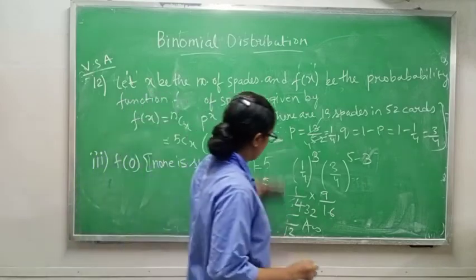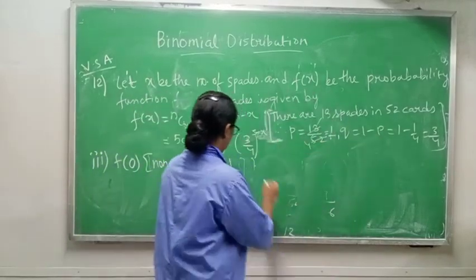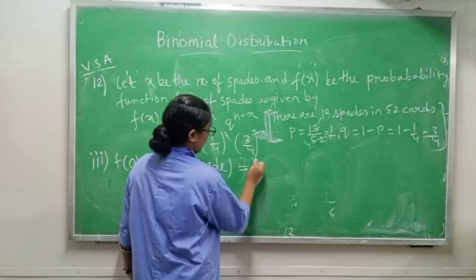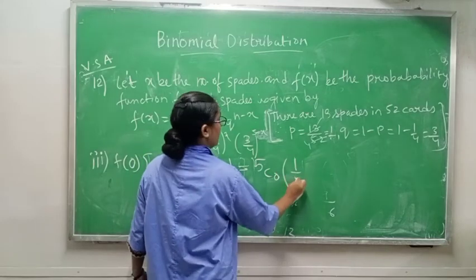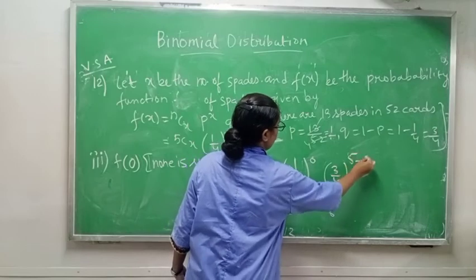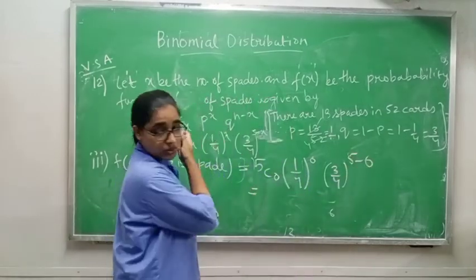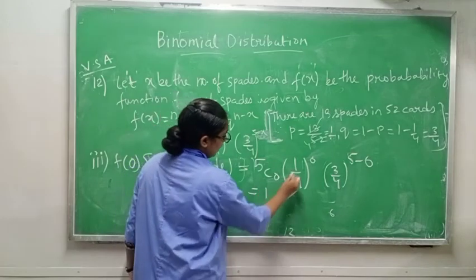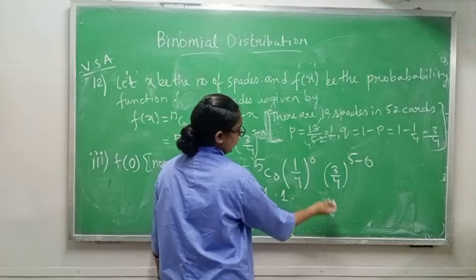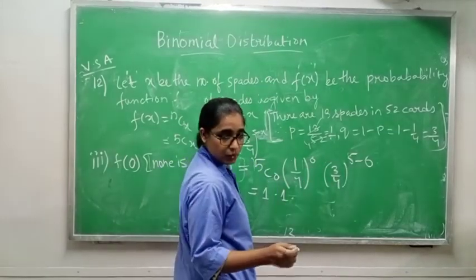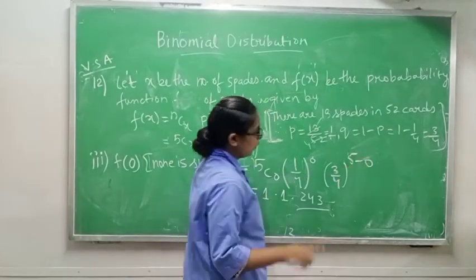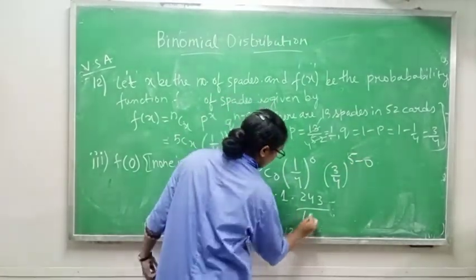It means 5c0, 1 by 4 power 0, 3 by 4, 5 minus 0. So 5c0 is 1, 1 by 4 power 0 is 1, you know this by the law of indices. 3 to the power 5 will give you 243 and 4 to the power 5, okay, 4 to the power 5 will give you 1024.